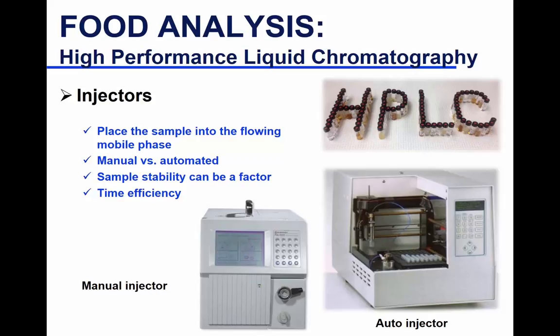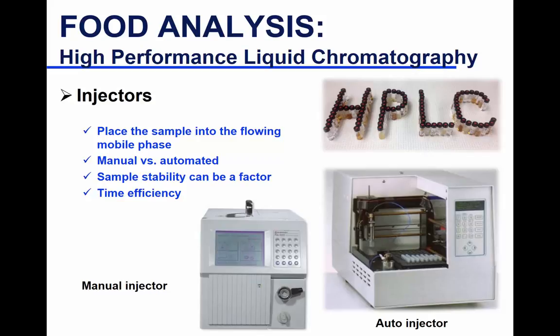If it's a manual injector, you have to manually fill a syringe, use a needle, inject it, and make sure you rinse it. You inject your sample into the sample loop, which is open to the mobile phase. Now, with the manual injector, you have to be there every 30 minutes or 60 minutes, and you just keep injecting the sample. Here you can leave it overnight and not worry about it.